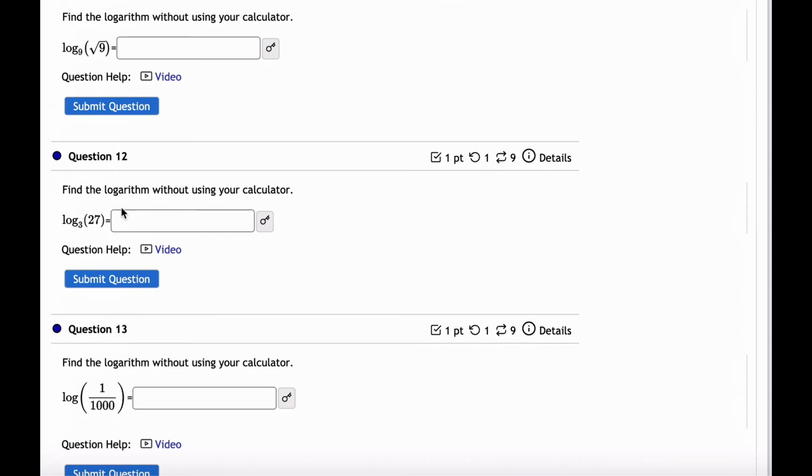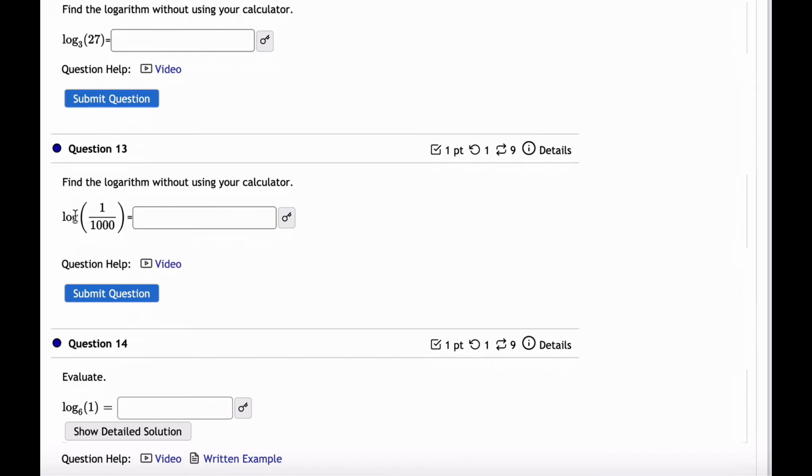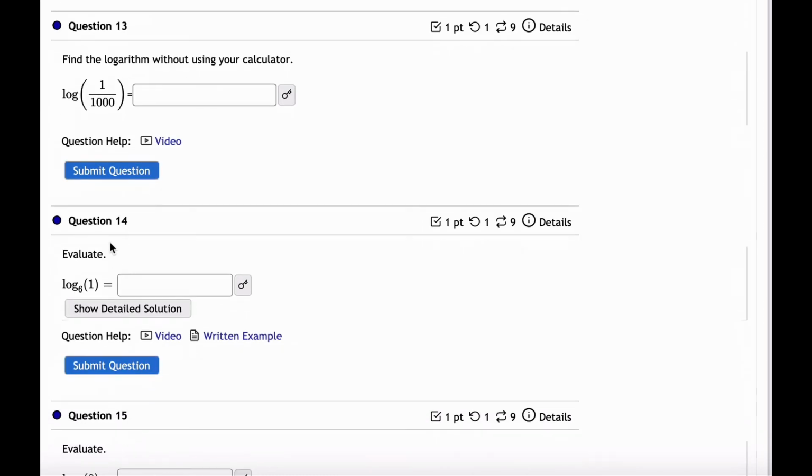Another one, more the same, the log base 3 of 27. Question 13 is slightly different in that they don't list a base for you, but maybe you understand what the implied base is when it doesn't list the base, in which case you can figure out this log, the log of 1 over 1,000. Question 14 is kind of a weird case, the log base 6 of 1.